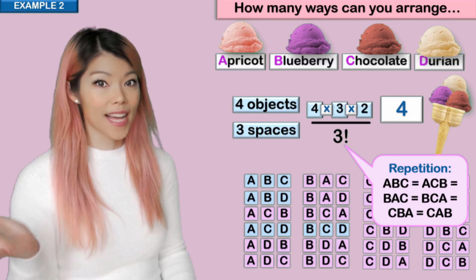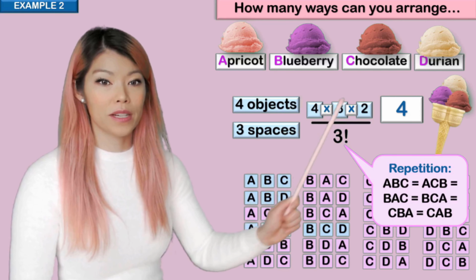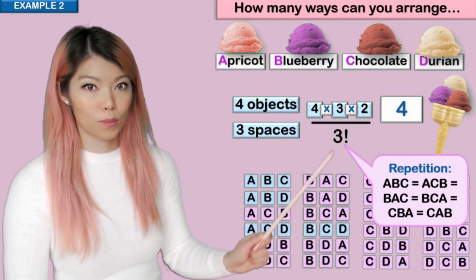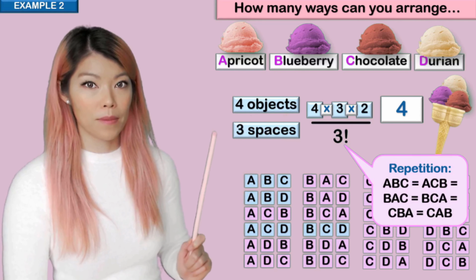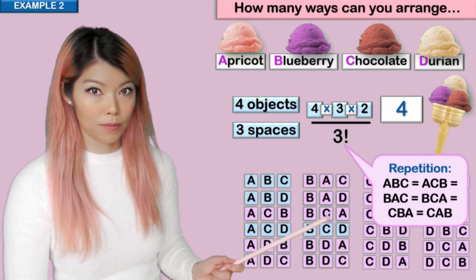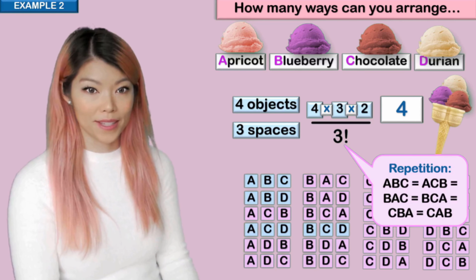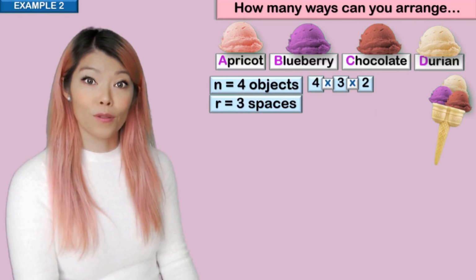So when order doesn't matter, we do 4 times 3 times 2 divided by the number of spaces factorial, because we're dividing by the same objects in different orders, because we don't care what the order is. Let's try to find a formula for this.